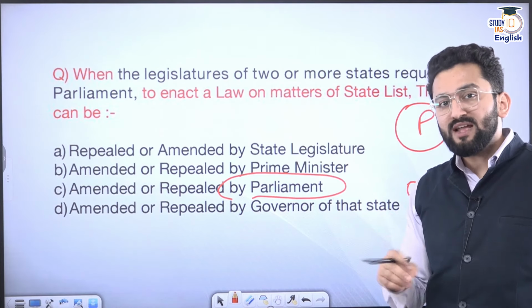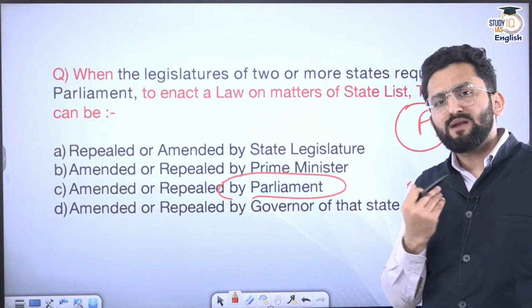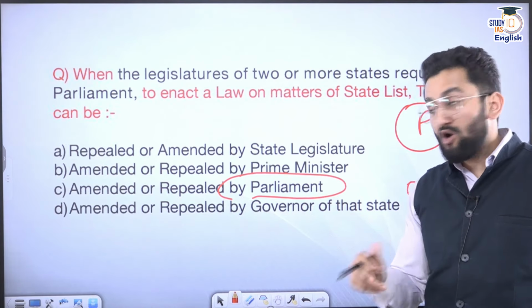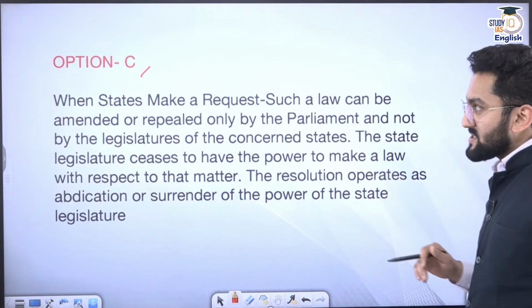Okay. It's not like you cannot make any law on that state subject now. No, you can make other law, but for that law Parliament is going to have power. Okay, I hope you like the twist.